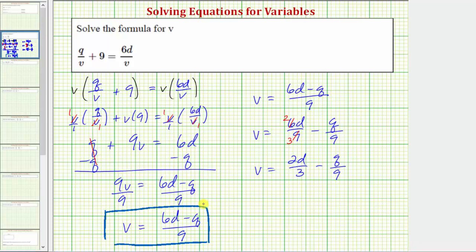Again, it's not required to express v in this form, but it is important to recognize the expression 20 divided by 3 minus q divided by 9 is equivalent to the quantity 60 minus q divided by 9.